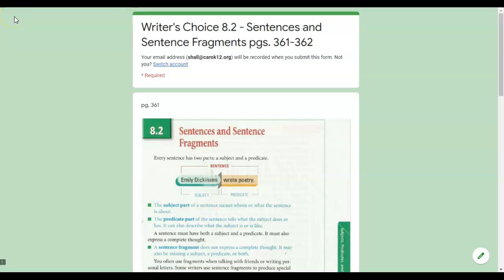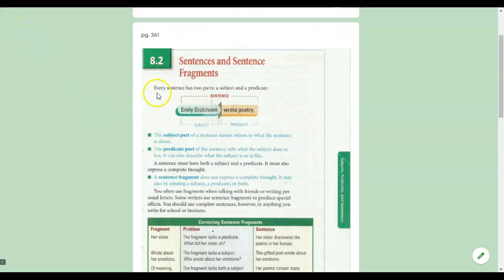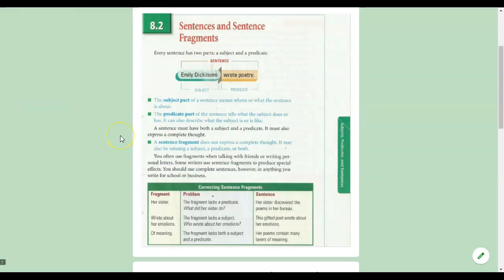So 8.2, if you have a green book, will be on page 361 and page 362. I have page 361 here. 362 is where the questions come from, so there's no point in uploading those, but you can read through. It's talking about subjects and predicates. Again, we talked about those in Lesson 3.